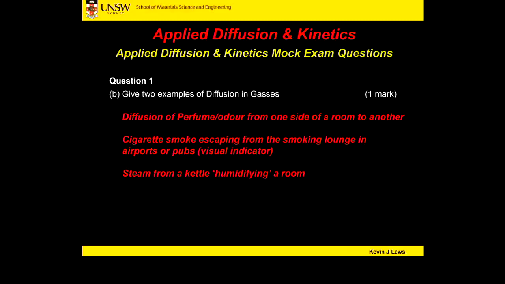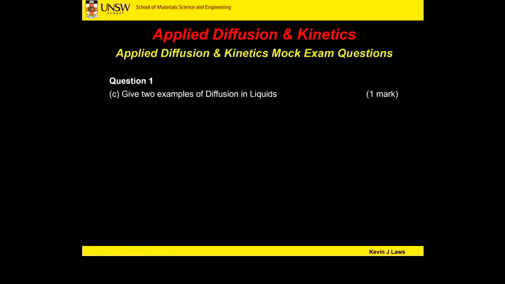Another one, steam from a kettle. Again, there's a little bit of a visual indicator, but basically steam, the vapor form of water, humidifying a room, for example. Those are the types of examples we'd be looking at there. So be a little bit specific in how that applies to diffusion. Don't just say perfume or smoke. Okay, 2 examples of diffusion in liquids. What did we come up with? Osmosis. Is that an example or is that a mechanism?